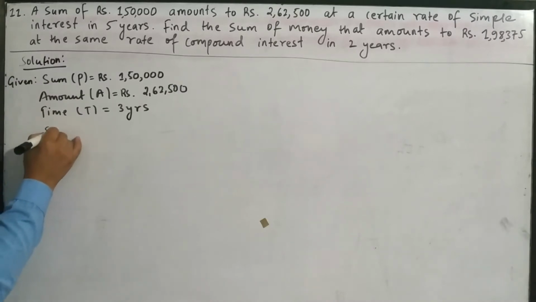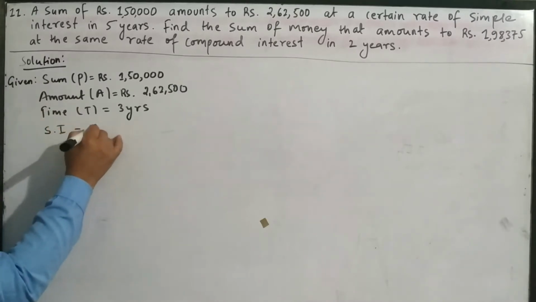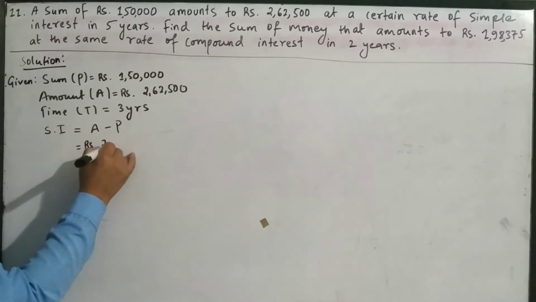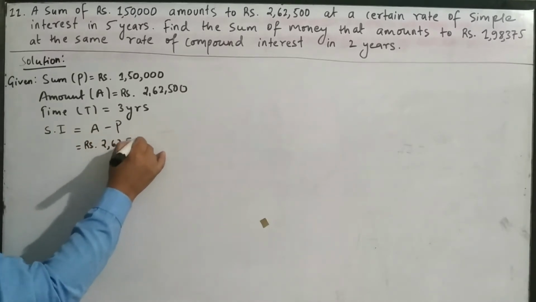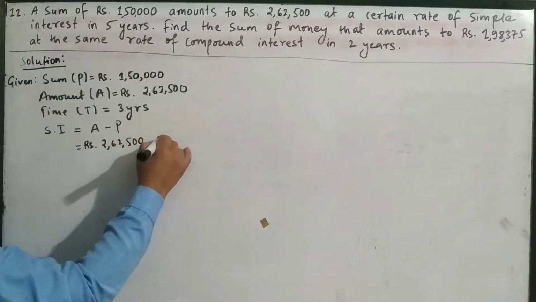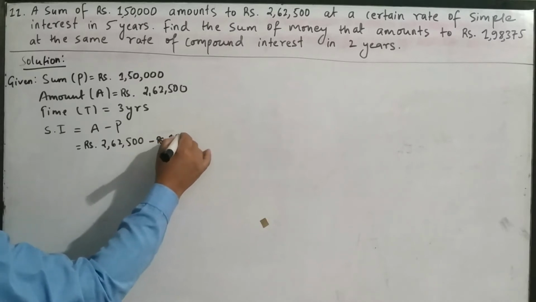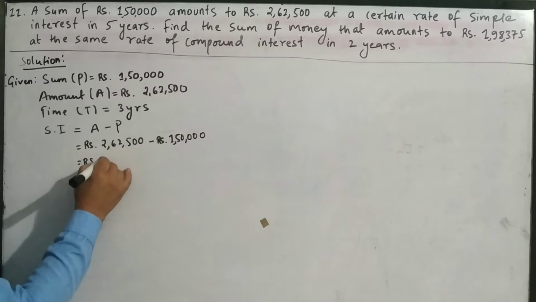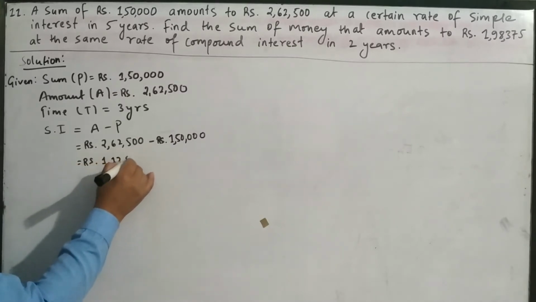We know that simple interest equals to amount minus principal, that is rupees 2,62,500 minus rupees 1,50,000. That will be rupees 1,12,500.